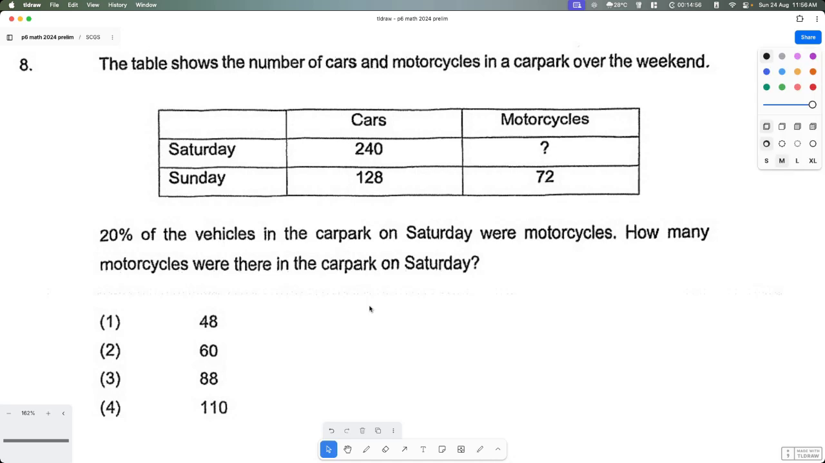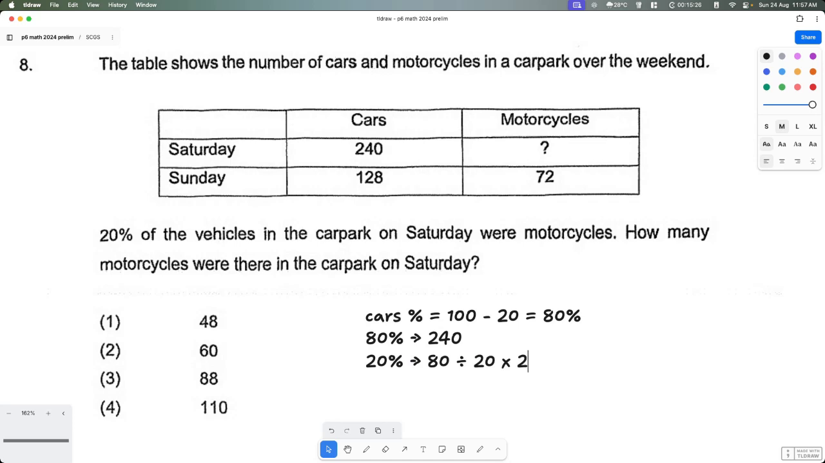So we know that motorcycles is 20%. So that means for cars, percent is equal to 100 minus 20, which is 80%. Okay, so that means 80% is equal to Saturday, 240. So 20% will be equal to 80 divided by 20 times 240, which is basically 4 times 240.